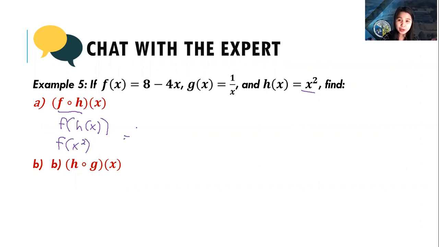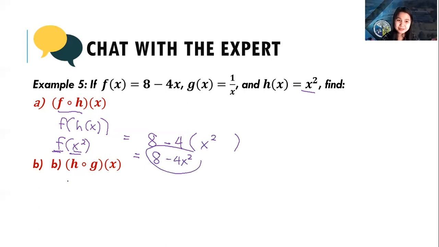Actually, here's how I usually do it so I don't get confused. I'll copy the f, 8 minus 4, then I'll write the x in parentheses. What's my x again? That's the time I'll substitute the x. The x is x squared. So let us now simplify it. That's 8 minus 4x squared.